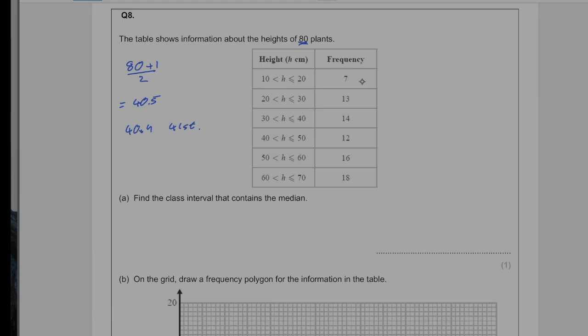So if I keep a running total of the frequency, I'll call it the cumulative frequency, so 13 plus 7 would be 20, 20 plus 14 would be 34, and then 34 plus 12 would give me 46, which means that the 40th and the 41st are both in this group here. So my interval containing the median would be h is greater than 40 but less than or equal to 50.